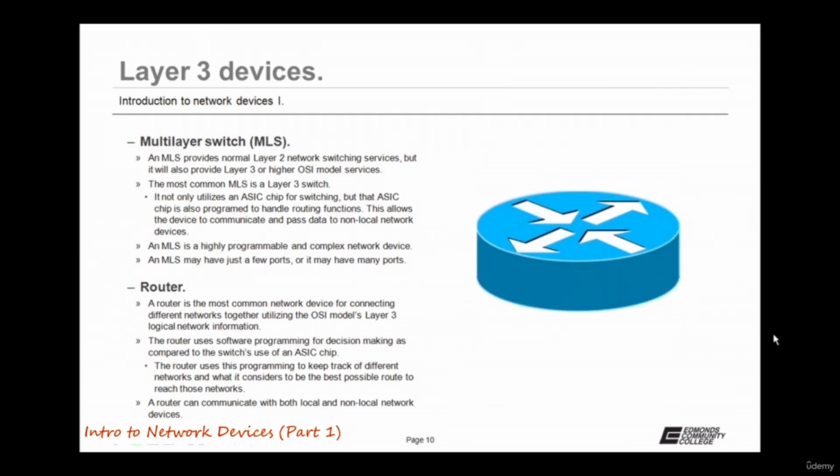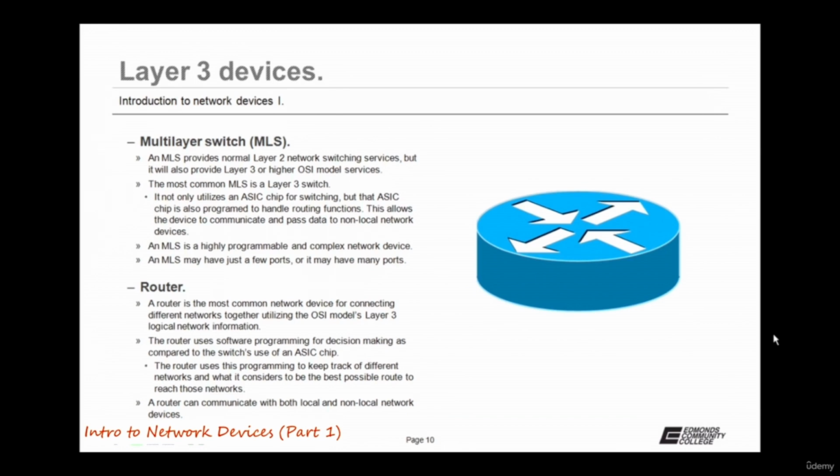Now let's move on to the router. A router is the most common network device for connecting different networks together utilizing the OSI model's Layer 3 logical network information.